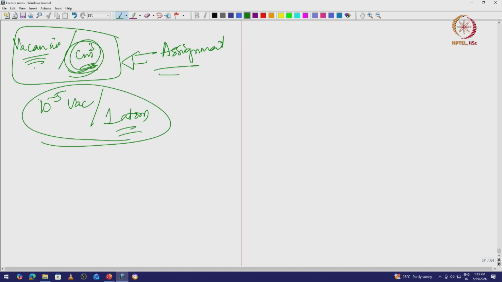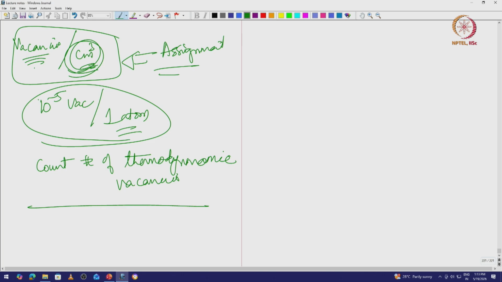So we can count the number of vacancies. These are thermodynamic vacancies, right. Okay, we will start here. I mean, there is no way to see what you have done, so I will just trust you that you have actually done this calculation, but we will start here in the next class, okay. And then we will count the number of thermodynamic vacancies, okay.